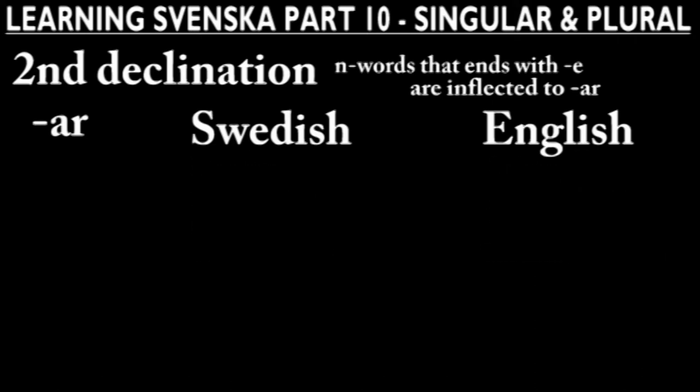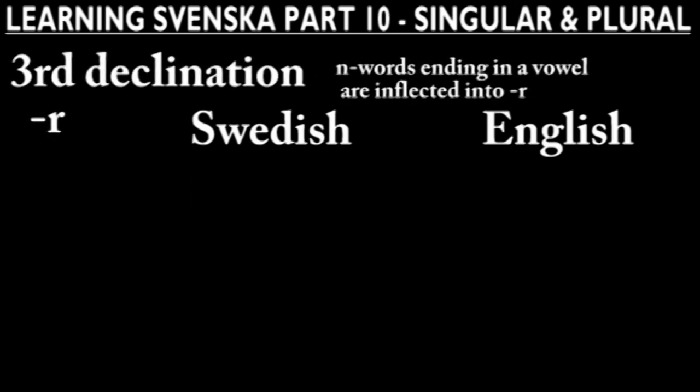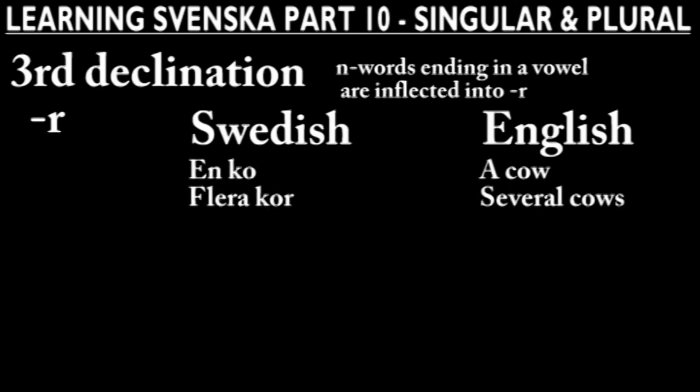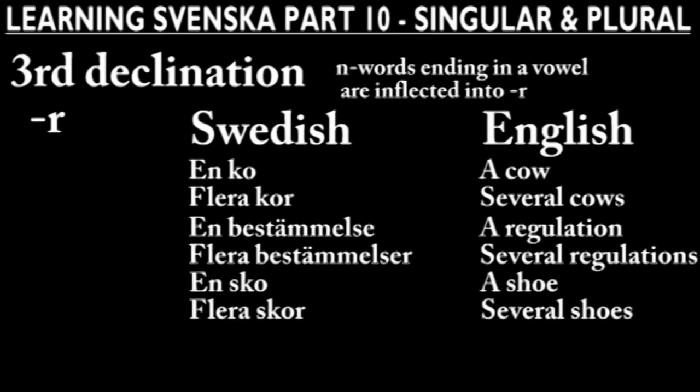And there's also one gender exception to this alternative declination. The word finger is inflected the same, although it's a T word. Ett finger, flera fingrar. Third declination. R. N words that end with a vowel in singular and aren't covered by the first and second declination are inflected to r in plural. En ko, flera kor. En bestämmelse, flera bestämmelser. En sko, flera skor.